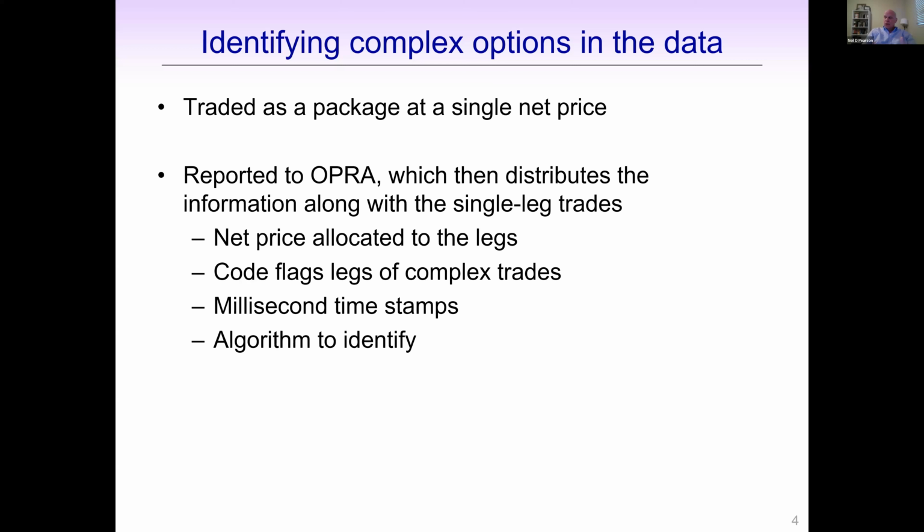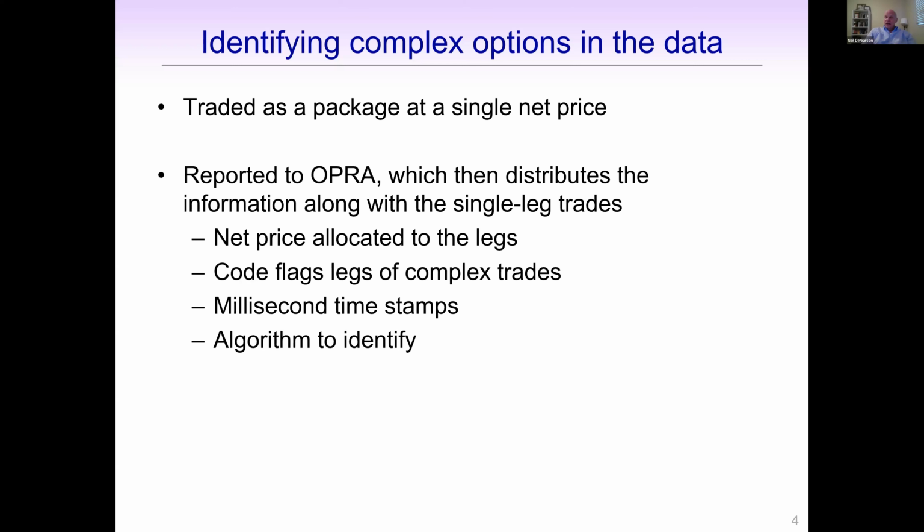When the legs are reported, there is a trade condition code that indicates that they were part of a complex package, but it doesn't indicate what complex package they were part of. Okay, we're going to have an algorithm to identify the trades.